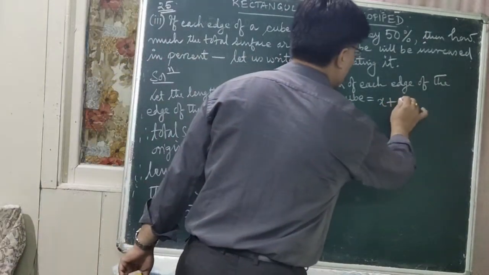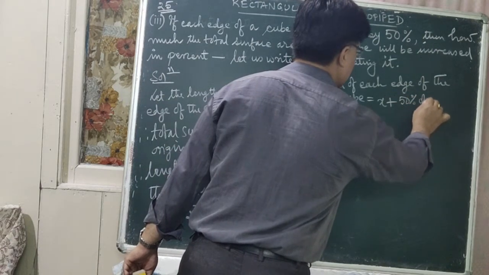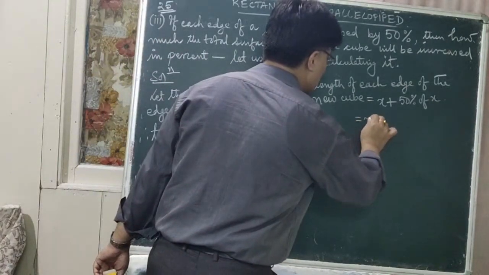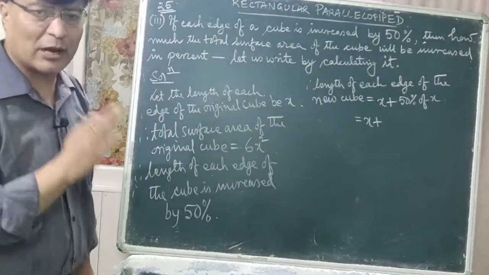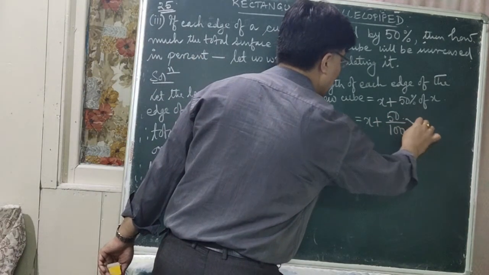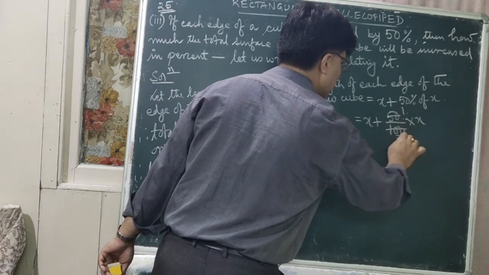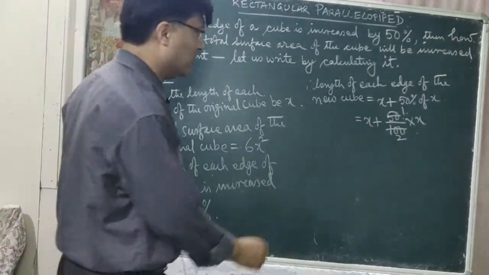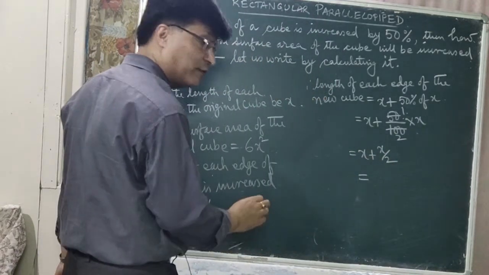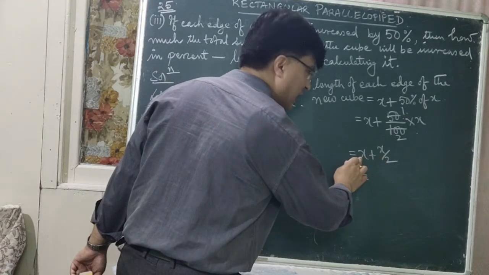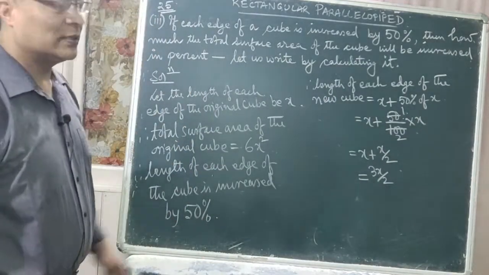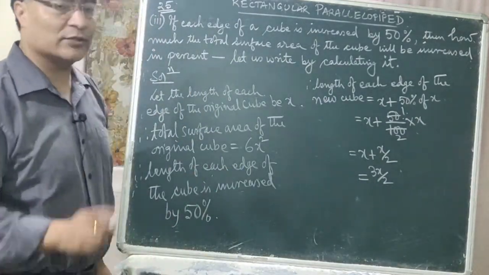That means x plus, you have to write 50% of x. I think you have understood it. Okay. So which is equal to x plus, 50% means out of 100 it is 50. So you can write here 50 divided by 100 into x. So it is 51s are 50, 52s are 100, right? So which is equal to x plus x by 2. Now you can simplify it further. So it is 2 ones are 2, x plus x is, this is your 3x by 2. That is, this 3x by 2 is the length of each edge of the new cube.